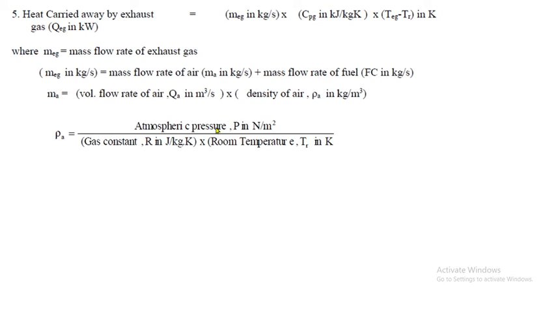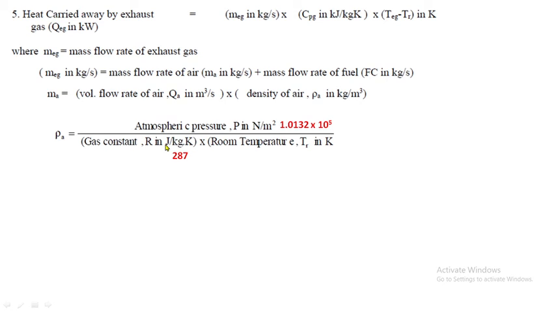Atmospheric pressure, what is the atmospheric pressure in terms of Newton per meter square? It is 1.0132 into 10 power 5. The gas constant is 287 joule per kg Kelvin. If it is in kilojoule per kilogram Kelvin, it is 0.287.